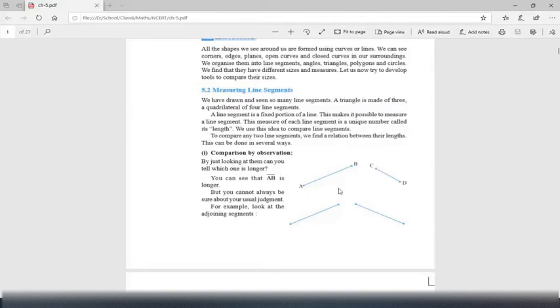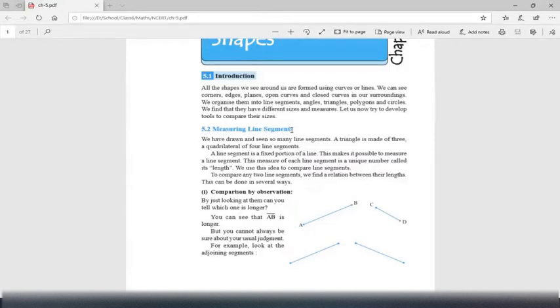But we cannot always find it because in the second case, we don't know which is longer. We have to measure it because the comparison is very, very close. So we have to do the exact measurement to find out which is bigger and which is smaller. Here it says you can see that AB is longer, but you cannot always be sure about your usual judgment. For example, look at the adjoining segment. You can measure it in your textbook using a scale and find out if it is equal. It can be smaller, bigger, or equal also. So just check in your book with a scale. You can say it actually after measuring it.